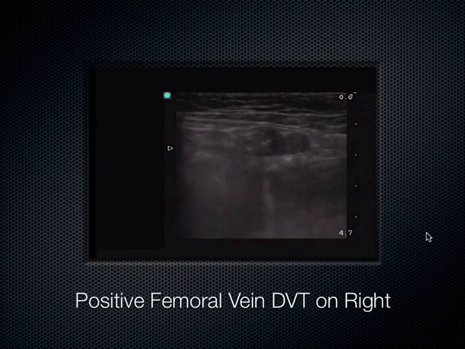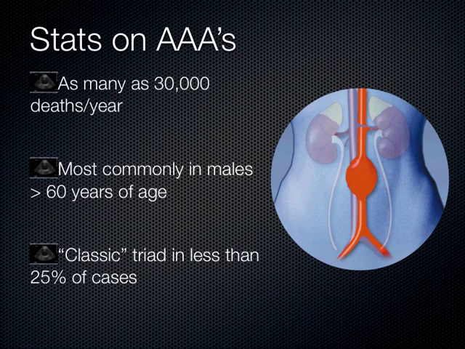So that's a femoral vein DVT there on the right. We're going to change gears now to talk about the aorta. About 30,000 deaths a year occur because of abdominal aortic aneurysms that rupture, okay? This is most commonly in males greater than the age of 60.